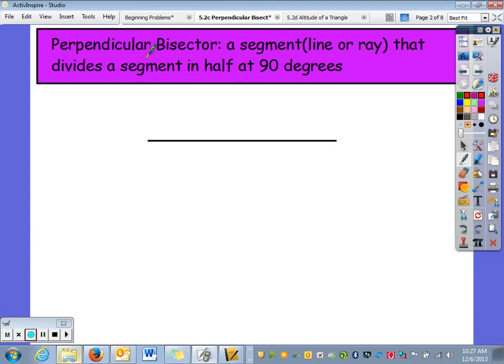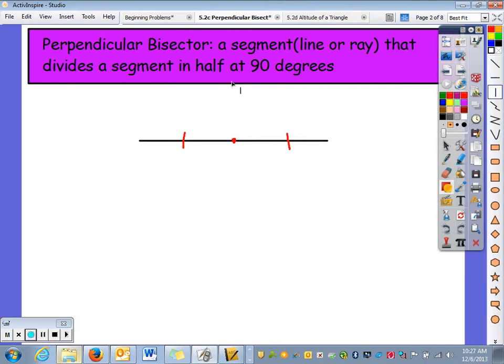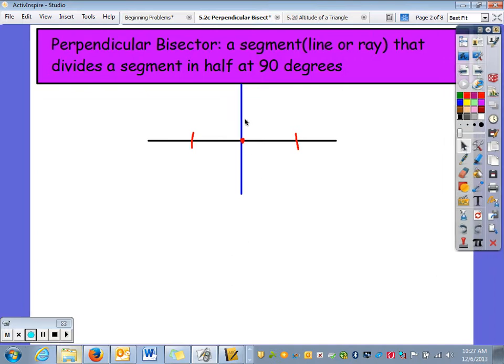Alright, so what is a perpendicular bisector? A perpendicular bisector of a segment, because you can only divide segments in half, not rays or lines, is a segment, line or ray that divides a segment in half at 90 degrees. So to do that, we need to find the midpoint, so it divides it in half. And then we need to draw a line, or a segment or a ray, through that midpoint at 90 degrees, so it makes a right angle.